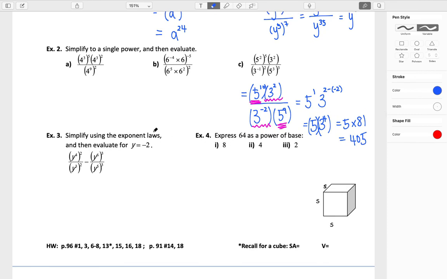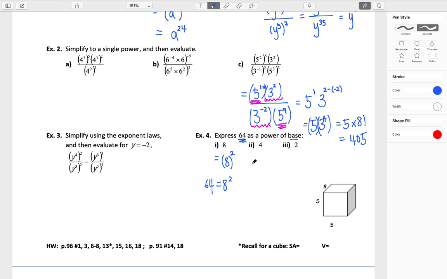Same thing. Now example 4 says express 64 as a power of different bases. If we're given different bases, for example, if we want to express 64 as a base of 8, well, we know that 8 times 8 is 64. So it's going to be 8 squared. Okay, so 8 squared is going to give me 64.